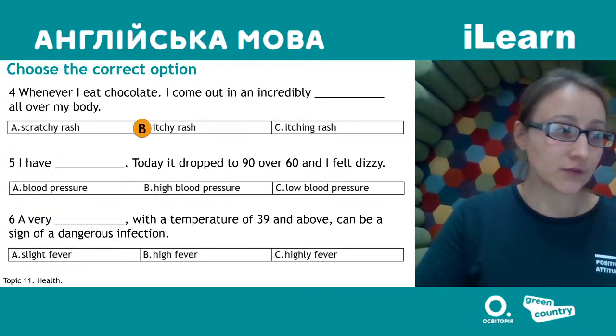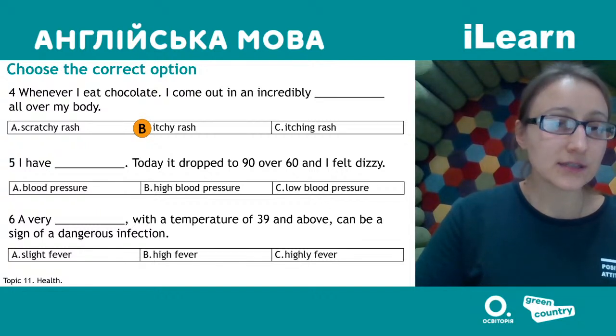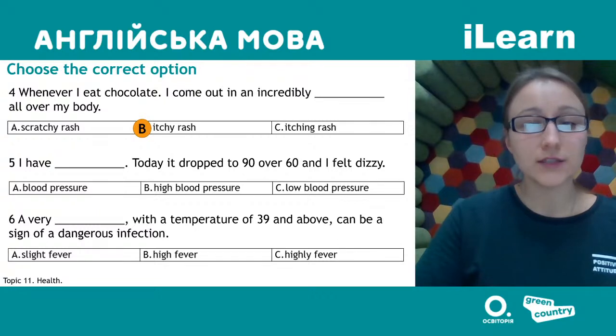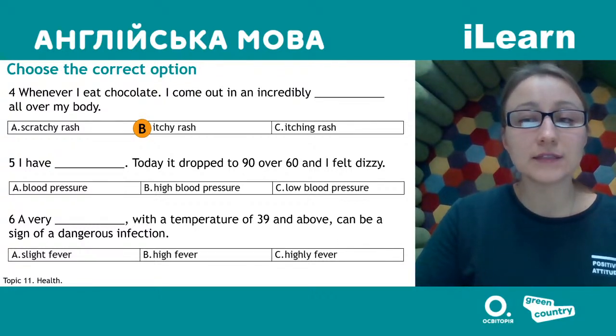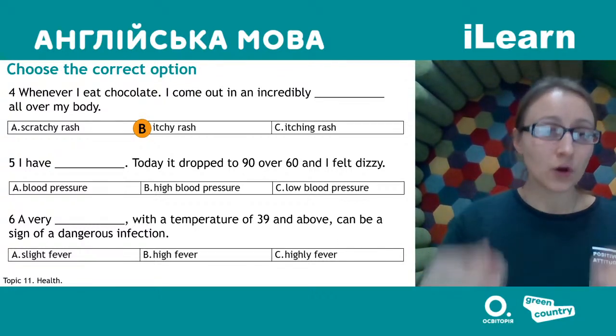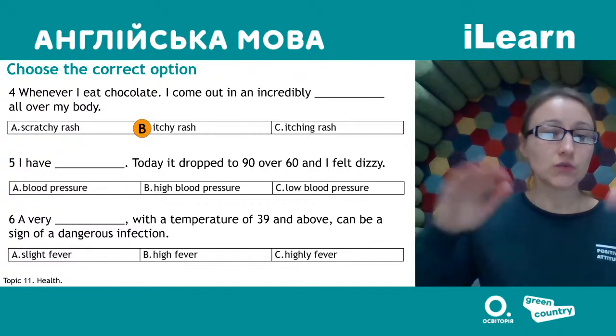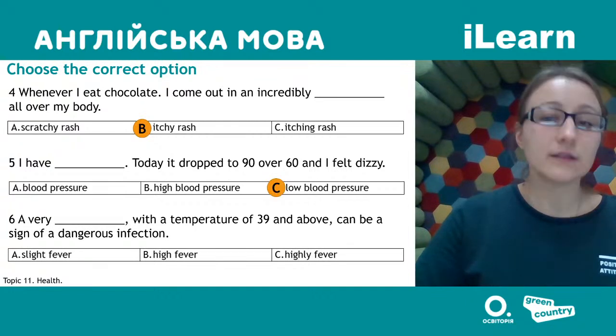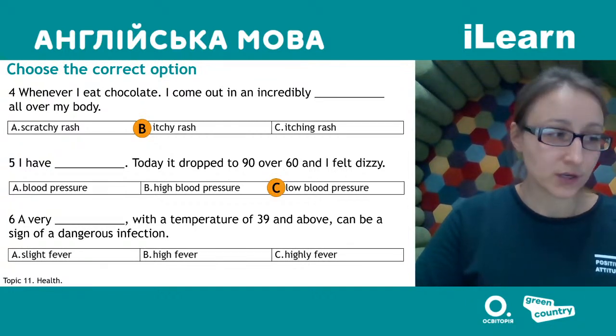That's right, itchy rash. Very good. Let's go next. Number 5. Today it dropped to 90 over 60 and I felt dizzy. Drop, what does it mean to drop? It means to reduce, yes, to decrease, тобто падає. That's why that is C, low blood pressure.